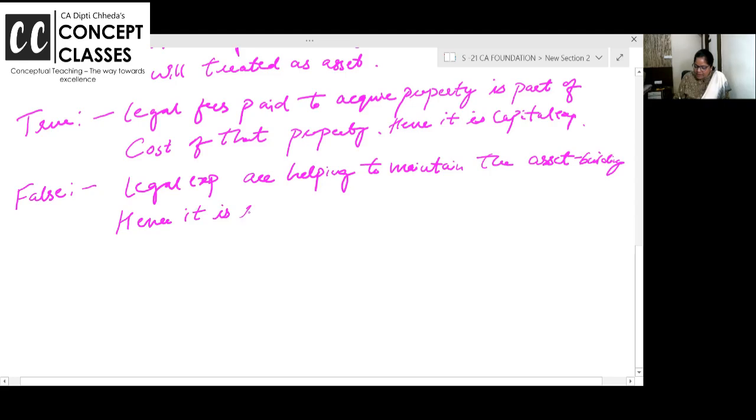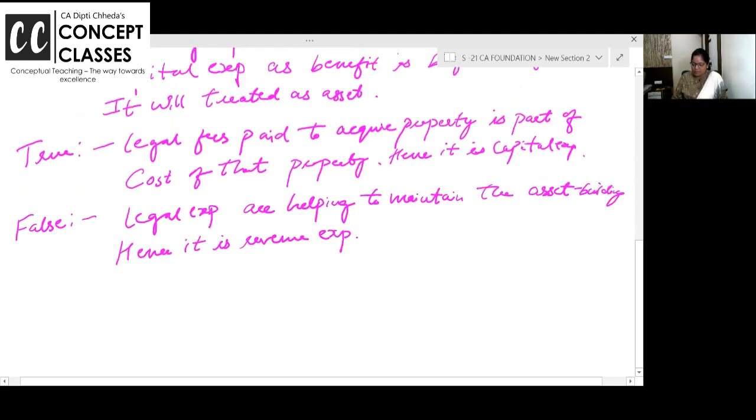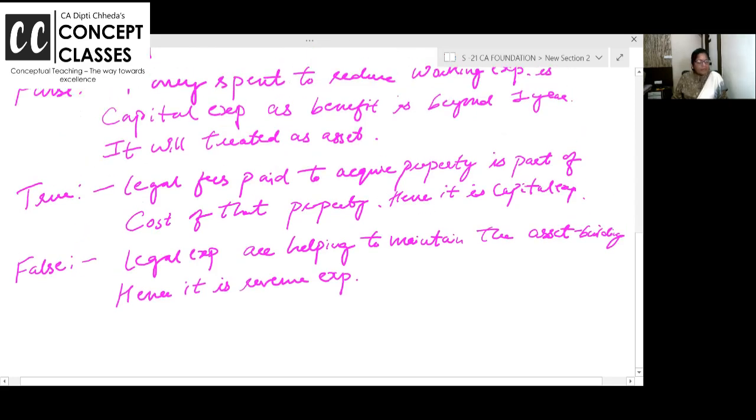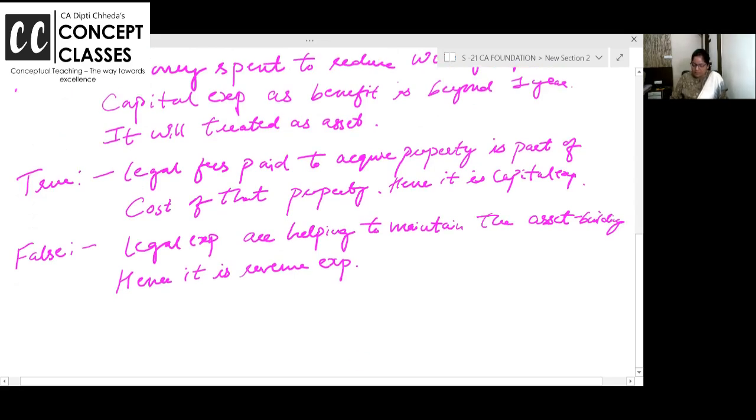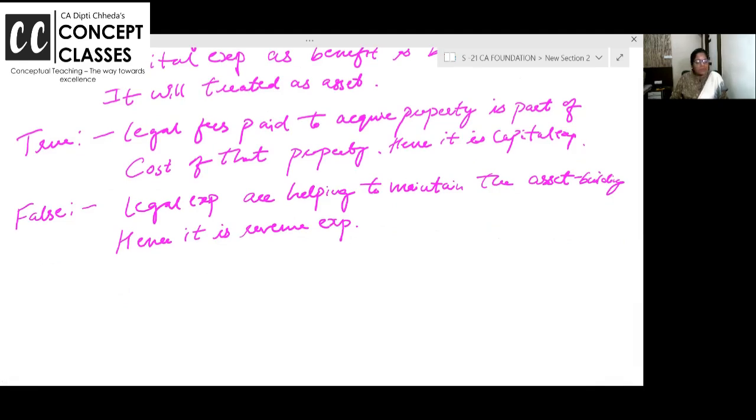Hence, it is revenue expenditure. ठीक है? Next.